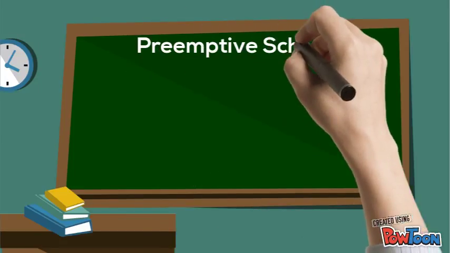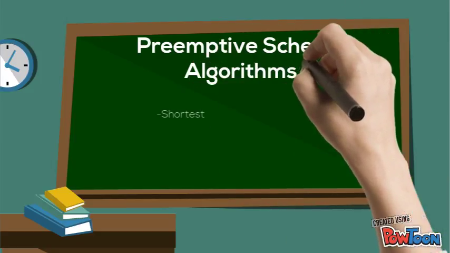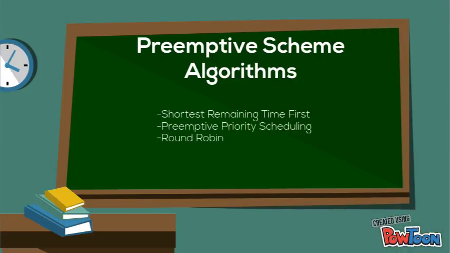Now let's go to the preemptive scheme algorithms. SRTF or shortest remaining time first. Pre-prio or preemptive priority scheduling. And round robin. So let's start.